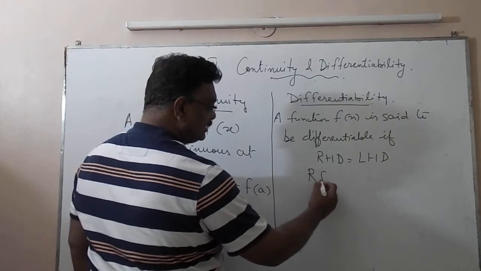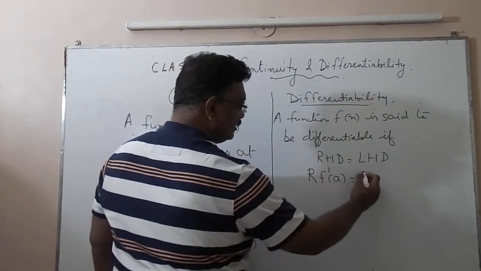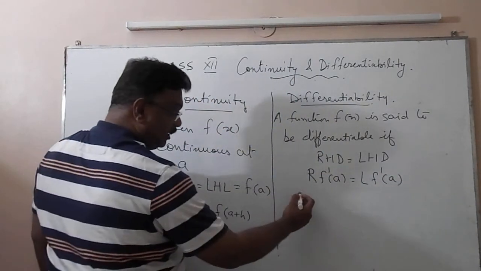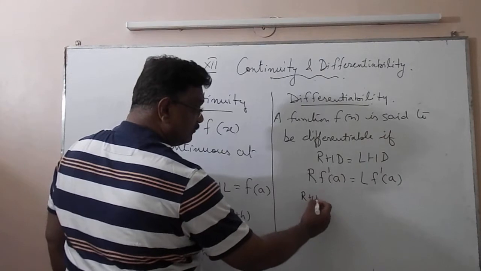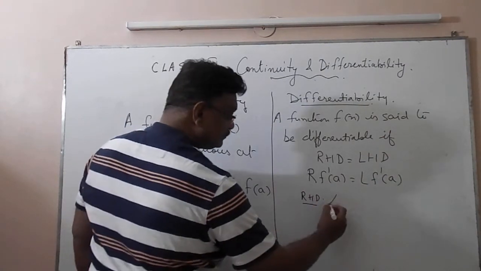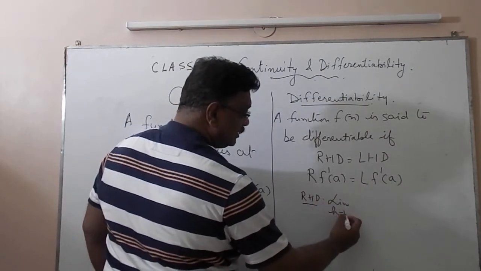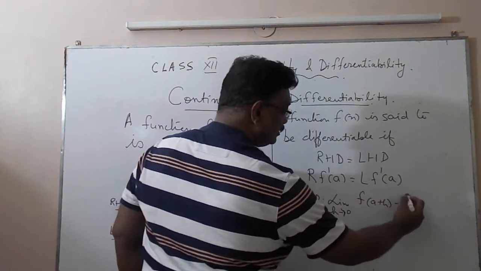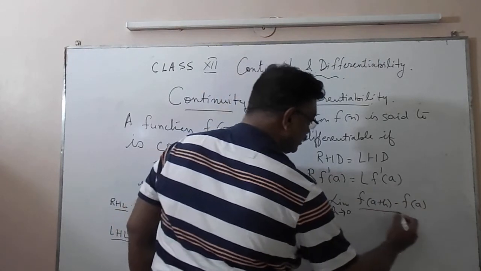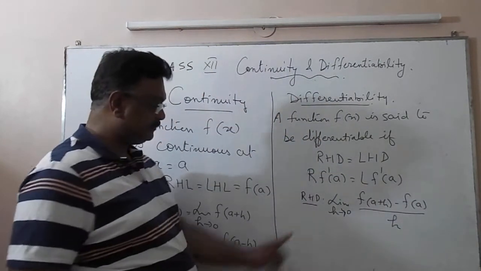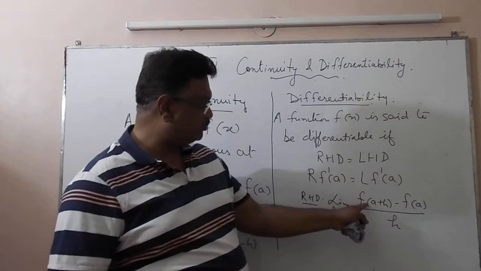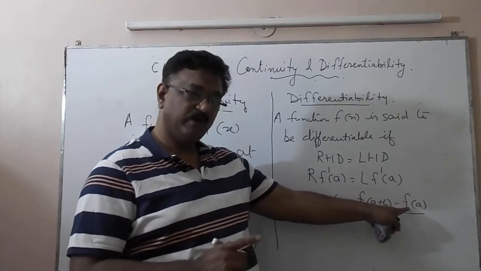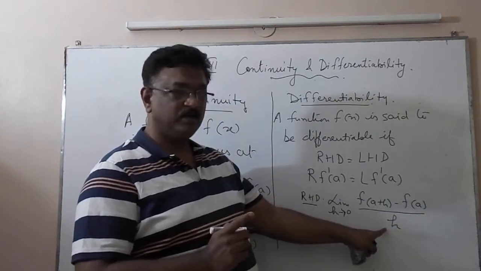This can also be written as R f dash a, and this is L f dash a. Now how do we calculate the right hand derivative? The working rule says limit h tending to 0 of f(a plus h) minus f(a) upon h. We substitute the value a plus h into the given function, minus the value of the function at that point, upon h.